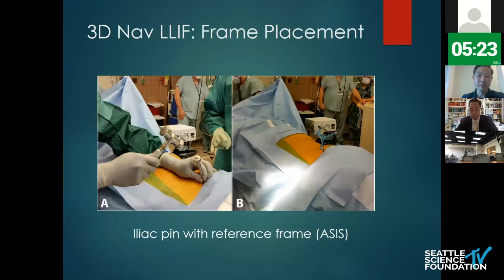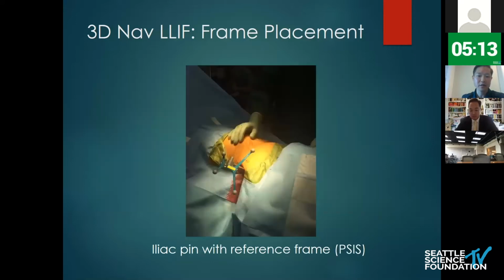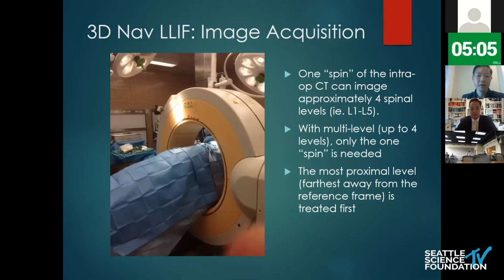Next step after prepping and draping is put your reference frame. You can put it in the ASIS, the anterior superior iliac spine, or the PSIS. It really depends on what region of the spine you're navigating and targeting. So you can do either. Here's an example in the PSIS. This is more important if you're doing L4-5, just if you need to do an oblique approach. Then we lay some sterile drapes over the patient and bring in the intraoperative image acquisition unit.